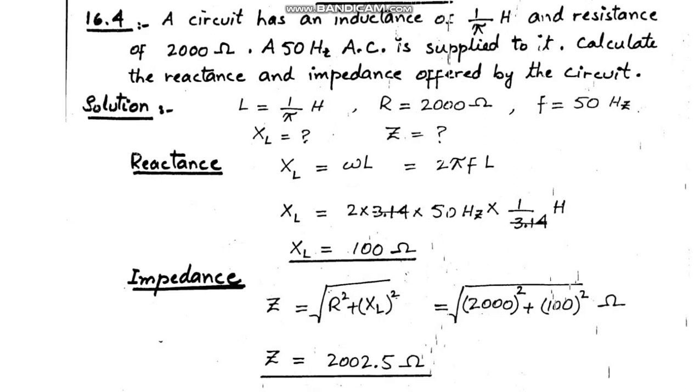Next we find impedance. The formula of the impedance, Z is equal to under root R square plus XL square. R value, that is given in the question, put in here. XL we found in the above section, that is 100. We put the value in here, and after solving we get the answer. Z is equal to 2002.5 ohm.